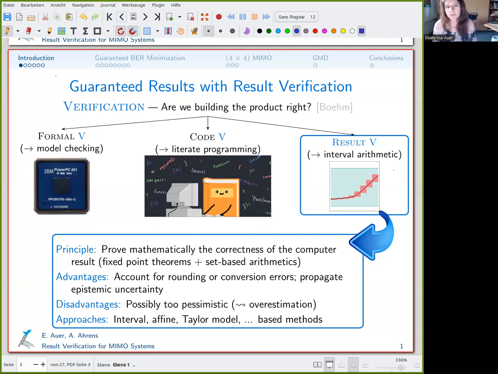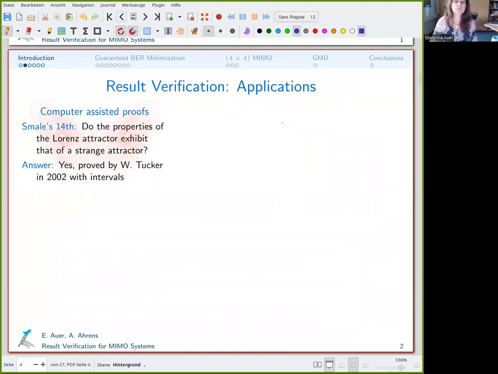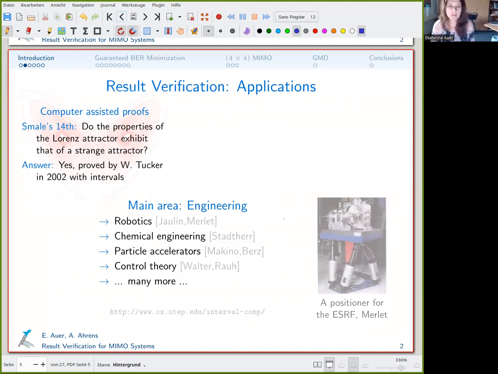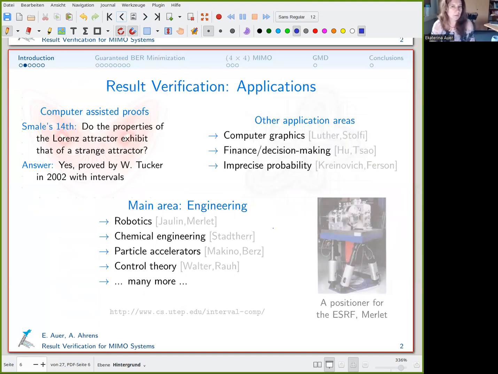And the approaches that we all know about in this context in the seminar are interval, affine, Taylor models and so on based methods. Methods with result verification were applied in many different contexts, beginning from computer-assisted proofs. For example, in 2002, Warwick Tucker proved Smale's 14th problem. But the major application area here is, I think, engineering. We have applications in robotics, chemical engineering, particle accelerators, control theory, and many more. Also in other fields, result verification is applied, for example in computer graphics, finance, decision making, imprecise probability.